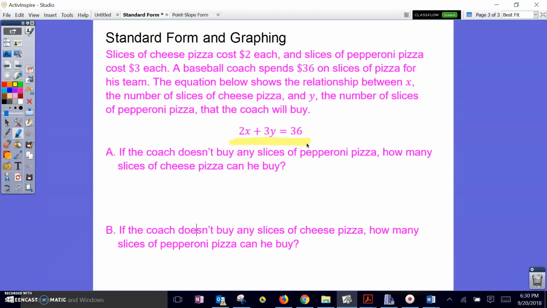Part A. If the coach doesn't buy any slices of pepperoni pizza, how many slices of cheese pizza can he buy? So I'm going to go back to this same idea. Let's see, we want no slices of pepperoni pizza. Y is the number of slices of pepperoni pizza, so we want y to be 0. So the y term is going to drop out. We get 2x equals 36. He can buy 18 slices of cheese pizza if he doesn't buy any pepperoni pizza.